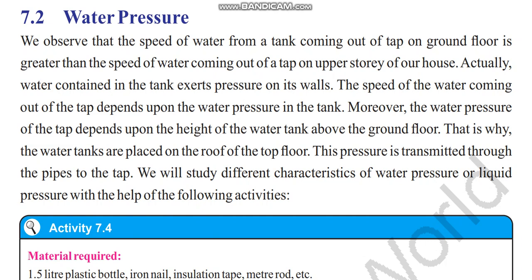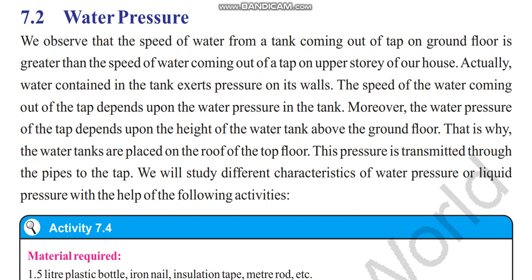Today we study about water pressure. We observed that the speed of water from a tank coming out of the tap on the ground floor is greater than the speed of water coming out of the tap on the upper story of our house. Actually, water contained in the tank exerts pressure on its walls. The speed of the water coming out of the tap depends upon the water pressure in the tank.